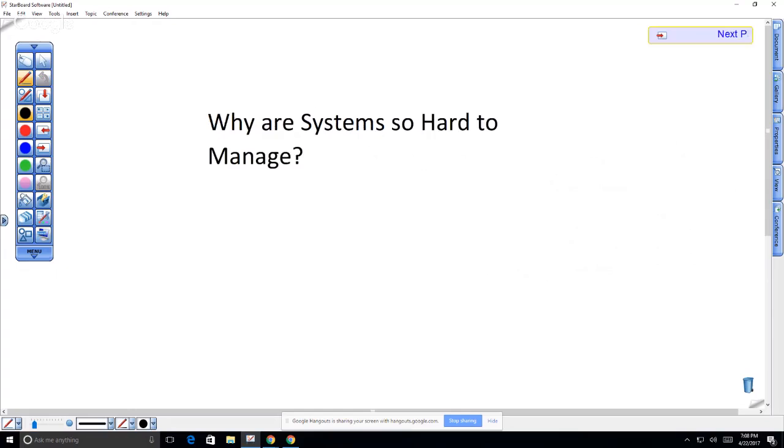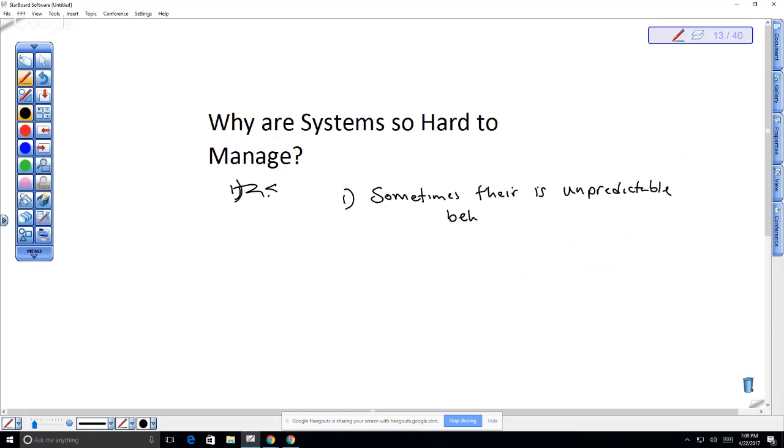So if we look at why systems are hard to manage, right? We already talked about one, and this is that sometimes there is unpredictable behavior. Okay, so this could be due to a stochastic variable, which is hard to determine.